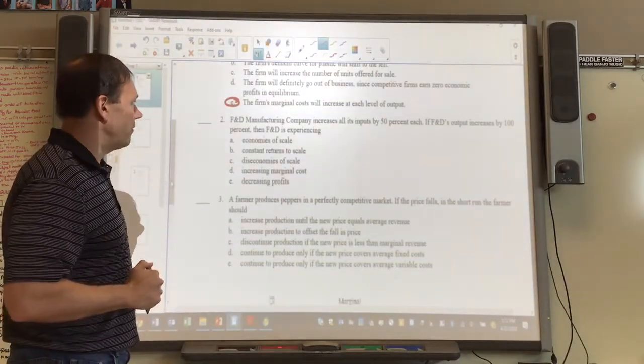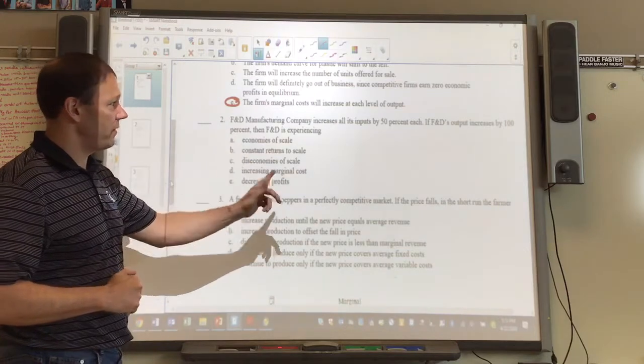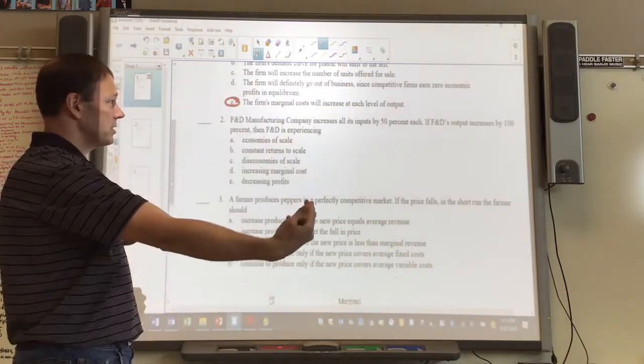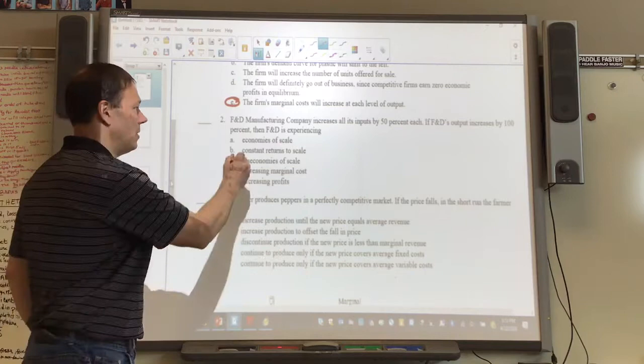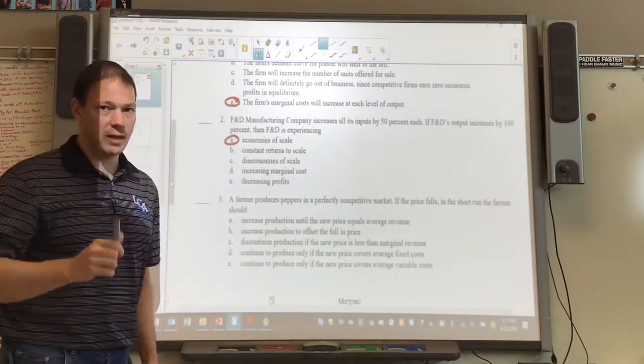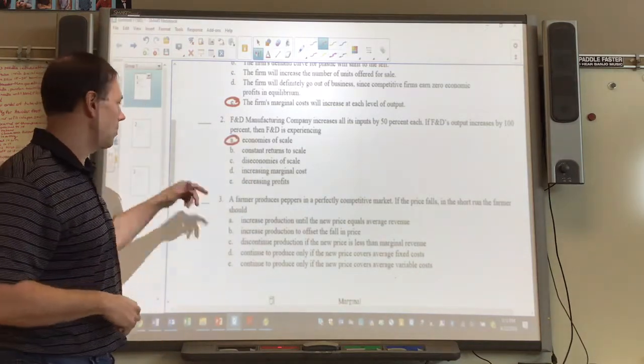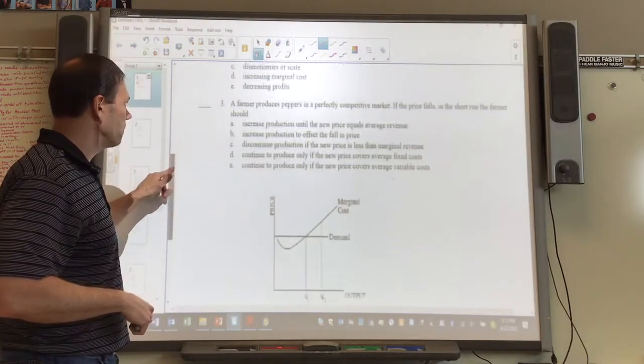Number two, F&D manufacturing increases its inputs by 50%, but they get a 100% increase in output. That must mean they're experiencing economies of scale. That would be a good thing. They're becoming more efficient. Costs are going down.